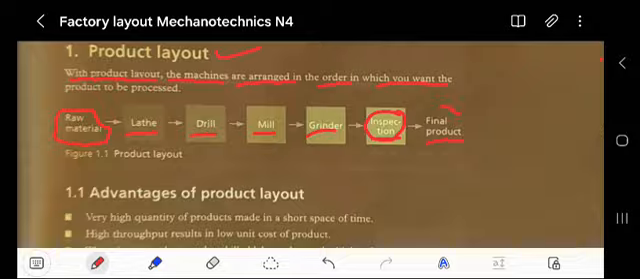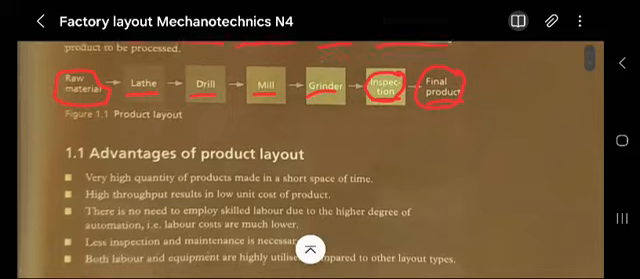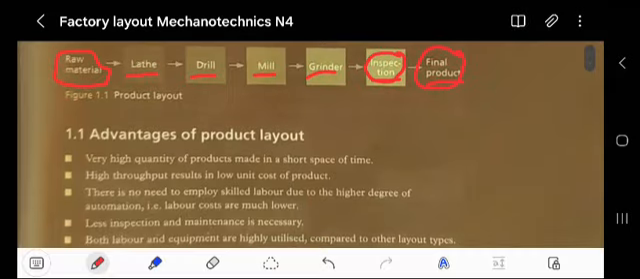Then this is the final product, the one that now is ready to supply. You are ready to supply your products in your final stage, right? You must take all this process, drill, mill, grind, until the final process. Hopefully you know this chart, guys. Then the product layout is that.